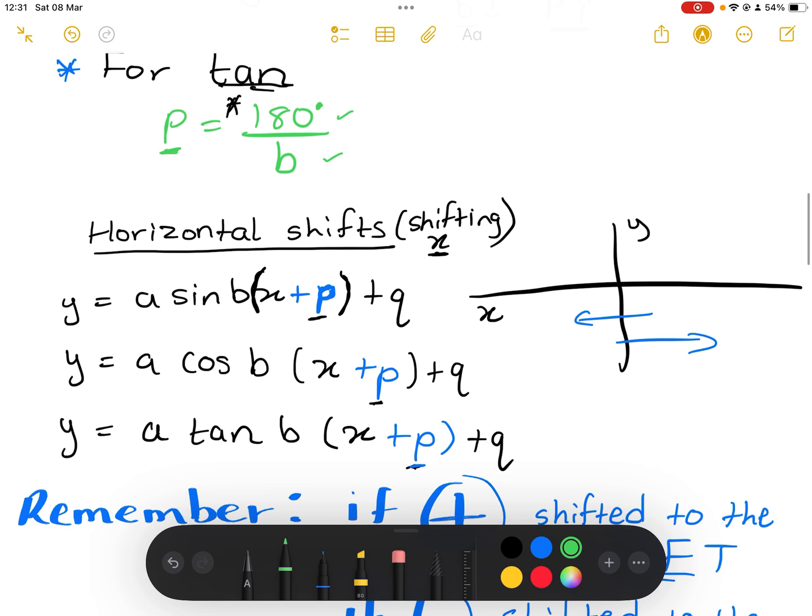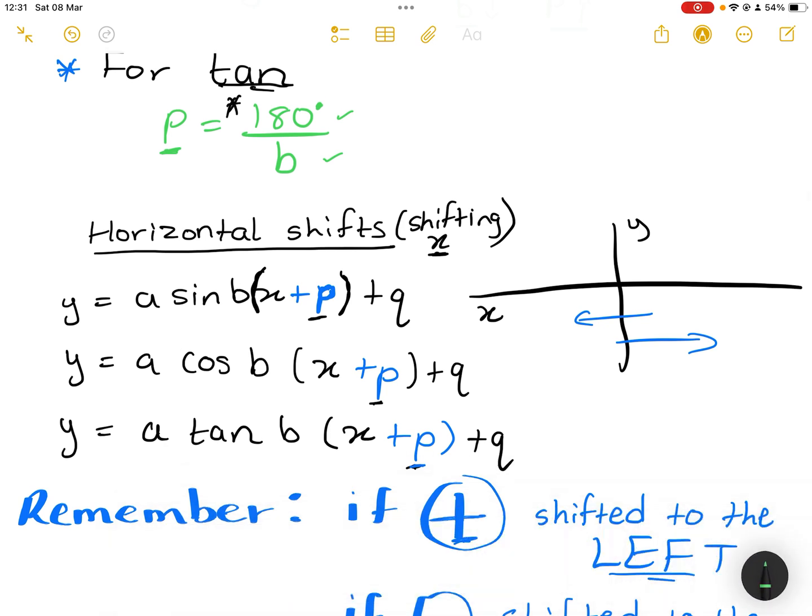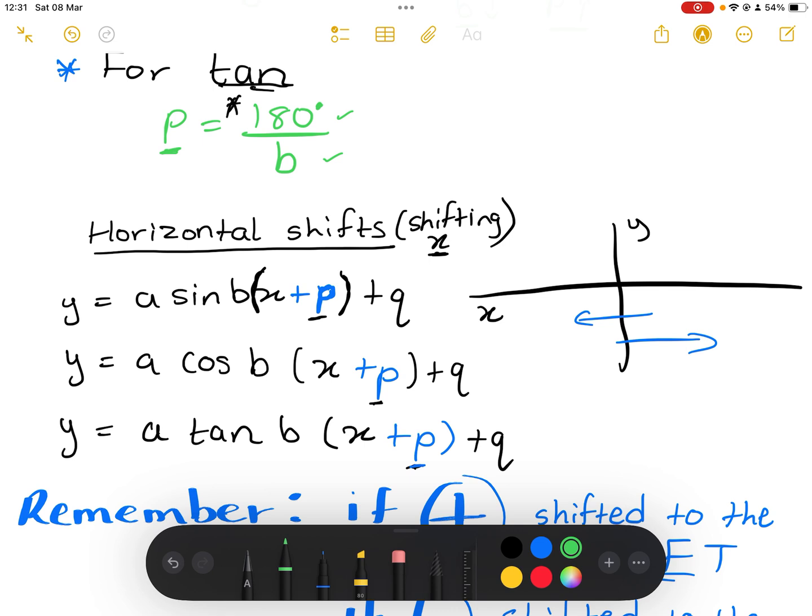So let's look at horizontal shifts. For horizontal shifts, we are going to be shifting x. We are not shifting anything else, we are shifting x. I'm emphasizing that point. Not x squared, not 2x, not 4x. We are shifting x alone.